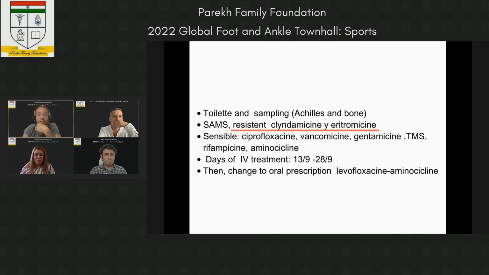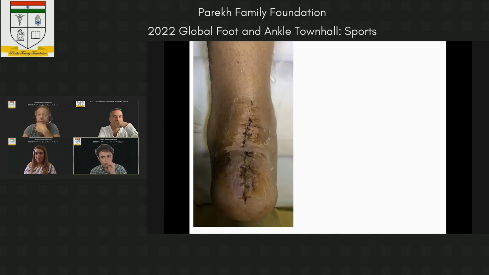Toilet, sampling, MRSA resistant to these antibiotics, sensible to these ones. So we worked with the infectology department, 15 days of intravenous treatment. Then they changed to oral prescriptions for nearly 21 days. And now, this is my skin situation.